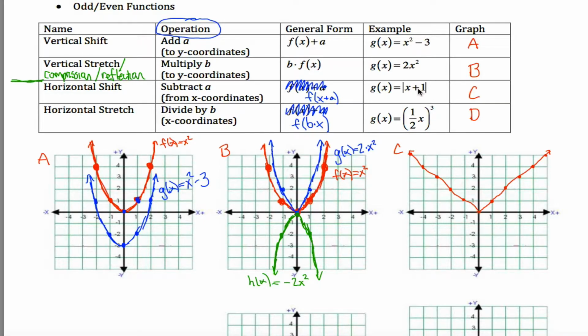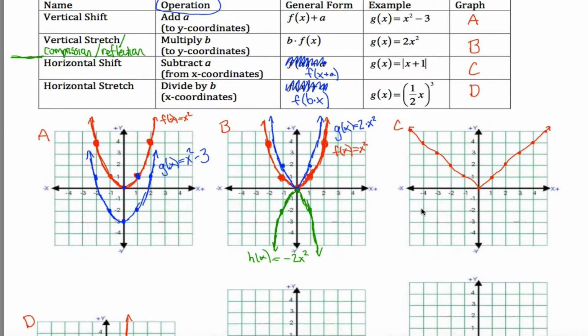So when you see this plus 1 right here, that does not mean add 1 to all of the x coordinates. It means subtract 1 from all of the x coordinates. If you had the absolute value of x minus 5, you might immediately think that it means subtract 5 from all of the x coordinates, but it doesn't. It means add 5 to all of the x coordinates. The way you can keep it straight is you're always subtracting whatever a is. So if a is positive, you're subtracting a positive number. If a is negative, you're subtracting a negative number, which is the same as adding.